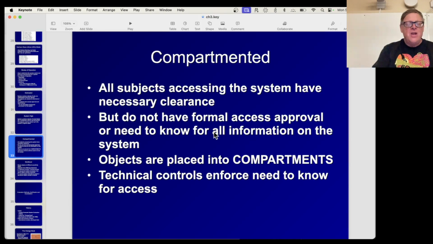It's the same issue. Compartmenting is a horizontal control, where even though you have top secret clearance, you do not have a need to know for certain top secret topics, so you don't have access to all top secret topics, just ones in the compartment that you're authorized to enter.